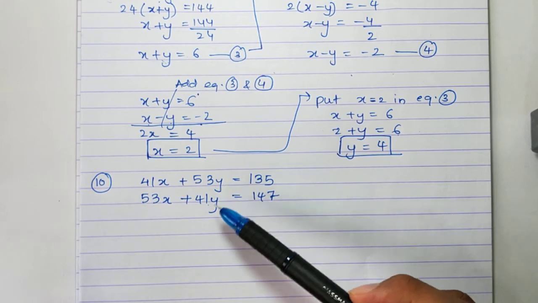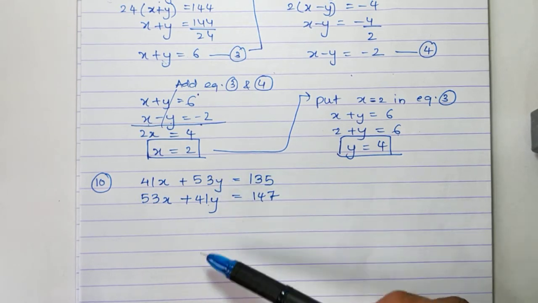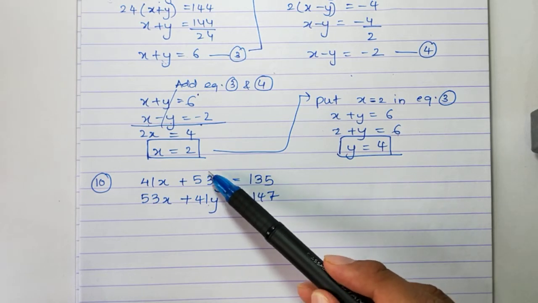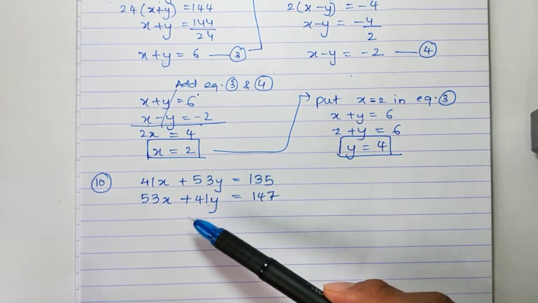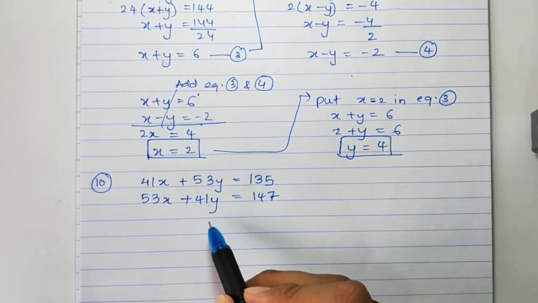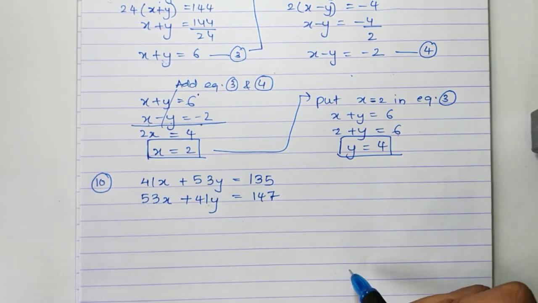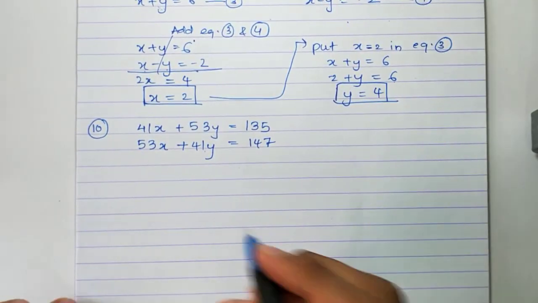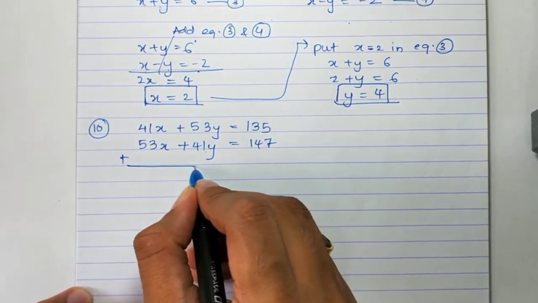Okay, so if we try to solve this with the traditional method of equating the coefficients, you will have to take the LCM of 53 and 41, which is very big. So instead of that, we will add both the equations and subtract both the equations. Okay, and we will get two simpler equations and then we will solve them. So let's add them. I'll directly start by adding the equations.